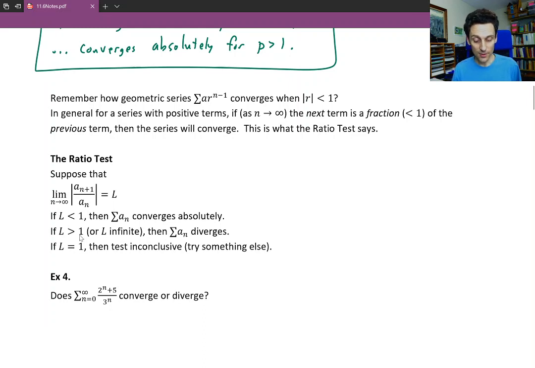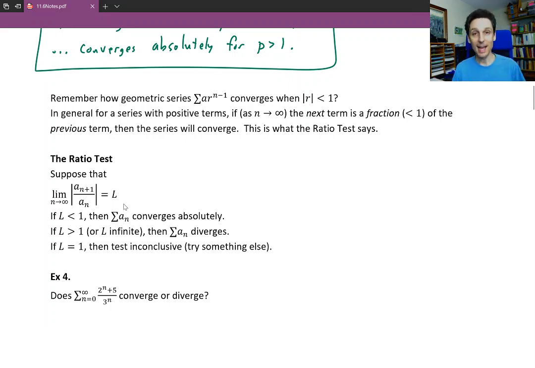If L is greater than 1, or if L is infinite, then the series is going to diverge. And if L is equal to 1, in this case, the test is inconclusive. It's possible it converges, it's possible it diverges. We're not really sure. We have to try something else in that case. So here we're riding on the fact that the series is acting like a geometric series if, when you take the next term divided by the previous term, you get more and more like this fraction L. So if L is a proper fraction, the series is going to converge.